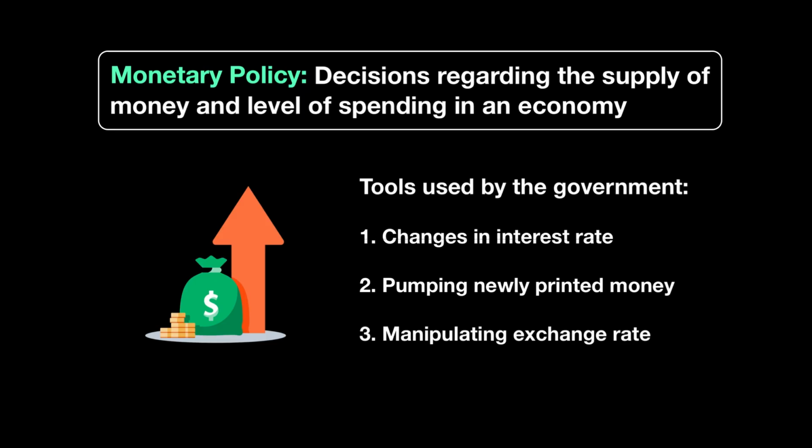Now, the tools that are used within the monetary policy are, for the most part, the biggest tool is changes in interest rate. That is something that is controlled by the central bank of a country. Secondly, they may simply pump in more money to have more spending power available to the people. And finally, by manipulating the exchange rate. So these are the three ways that we're going to discuss through which a government has an impact on the supply of money in the country.